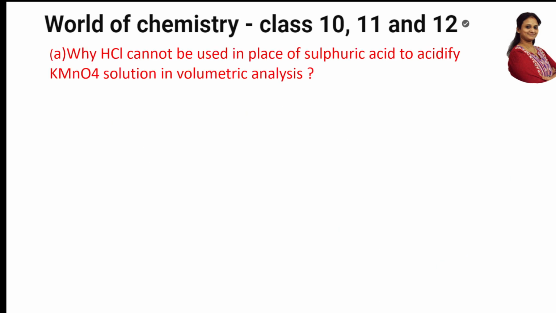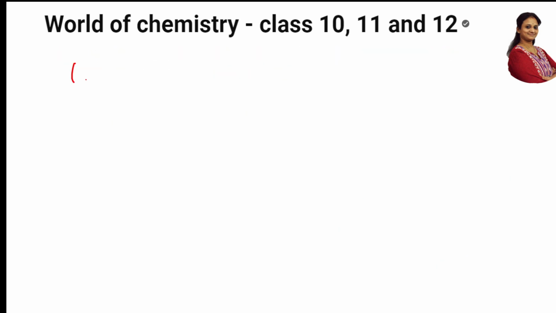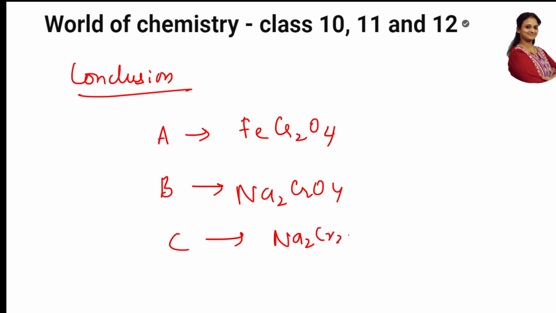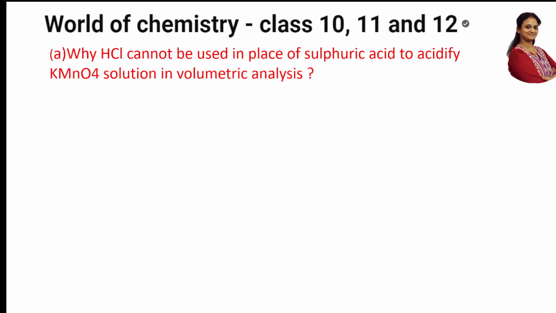Perfect. Before we go to the next question, this is the conclusion I'm going to write in the exam. This is where the examiner will give you: what is A? A is FeCr2O4. What is B, students? It is Na2CrO4. What is C, students? It is Na2Cr2O7. It is K2Cr2O7. All are covered in this. See? Very easy. Chalo. Next question.